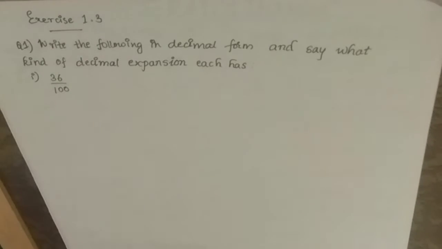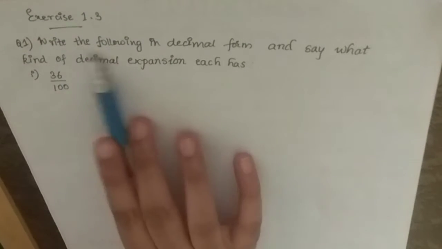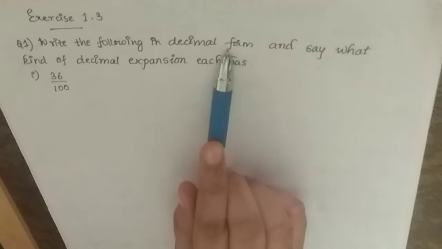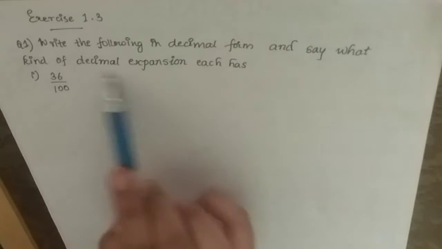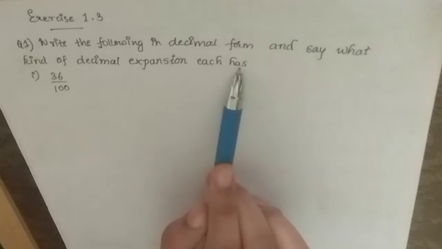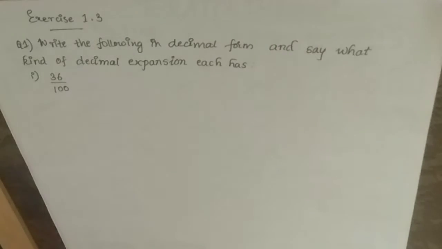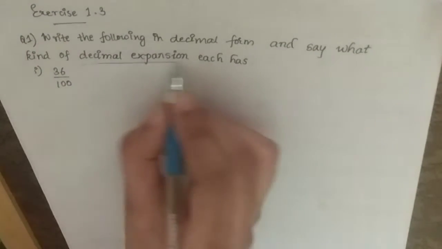So we are back with exercise 1.3 of class 9 chapter 1, number systems, exercise 1.3 question number 1. The question says, write the following in decimal form and say what kind of decimal expansion each has. So you should first write in decimal form whatever number they have given, and then you have to say which kind of decimal expansion.